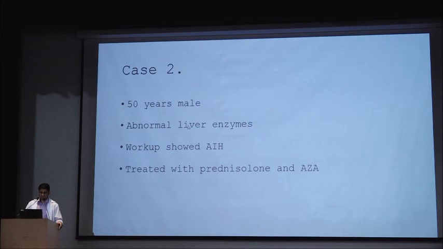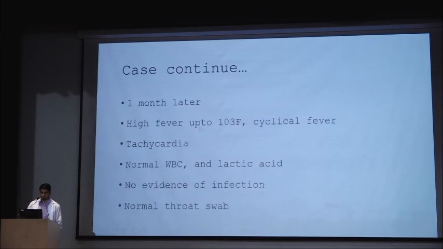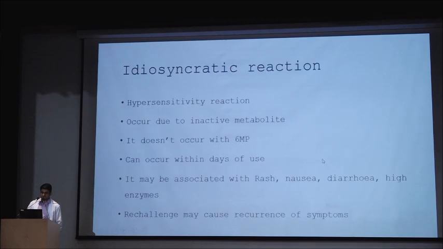So I am describing another simple case of a 50-year-old male presenting with abnormal liver enzymes, and his workup showed the presence of autoimmune hepatitis. He was also treated with prednisolone and azathioprine. After 1 month, he landed with another problem: high spiking fever up to 103 degrees Fahrenheit with tachycardia, but there was no evidence of sepsis or any viral infection. In this patient, azathioprine was stopped. Following that, the fever resolved and there was no recurrence of the fever. So this is also a type of idiosyncratic reaction that is very common in patients who receive azathioprine.